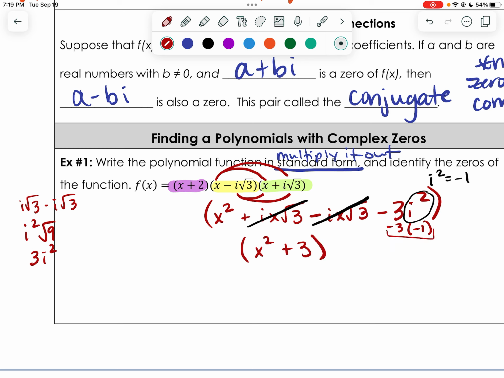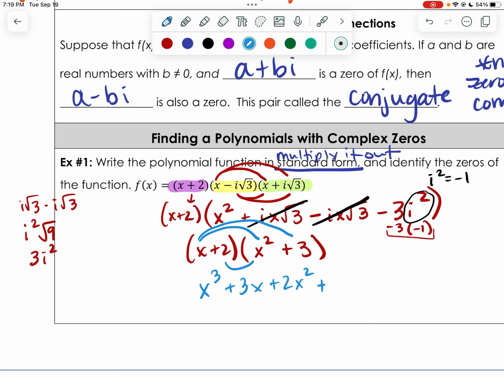Okay. Now you do still have this x plus 2 that was hanging out in the front. So I'm going to bring that down. So again, we're multiplying everything out. Now we just have a little bit of a smaller thing to multiply. So x times x squared is x to the third. x times 3 is 3x, plus 2x squared plus 6.